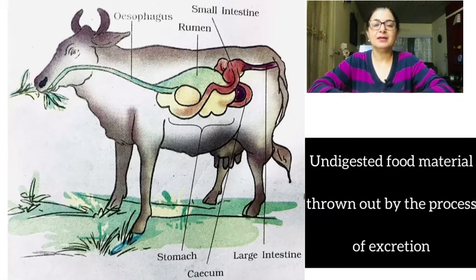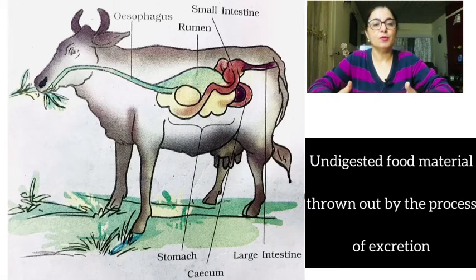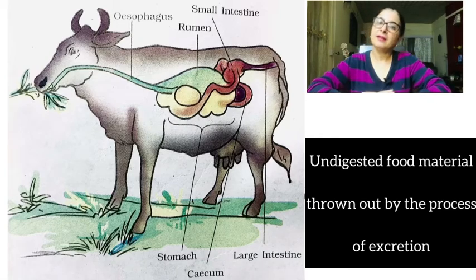Now what is happening, children? We need to remember that it is basically this difference that these herbivorous animals are able to digest the grass which we human beings are not. So this was your nutrition in case of the herbivorous animals.